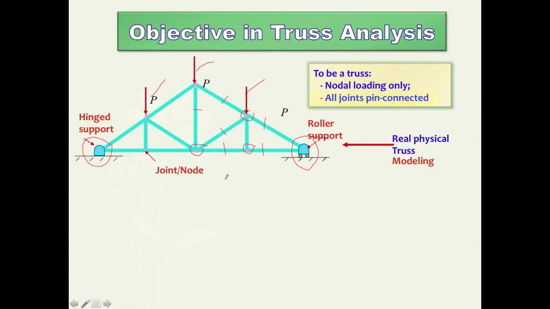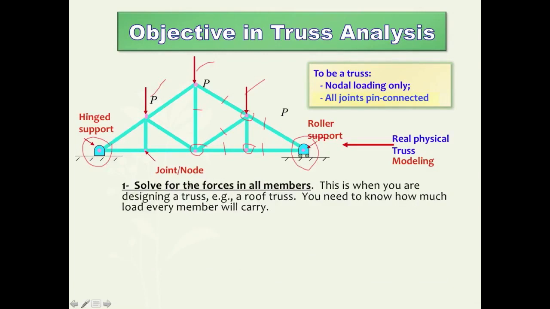There are two approaches for truss analysis, depending on what the objectives are. Either we solve for the forces in all the members. This is usually the case when you're designing a truss from scratch. For instance, you want to build a roof truss and you want to know how much force each member of this structure that you're planning to design will carry. This approach is called the method of joints.